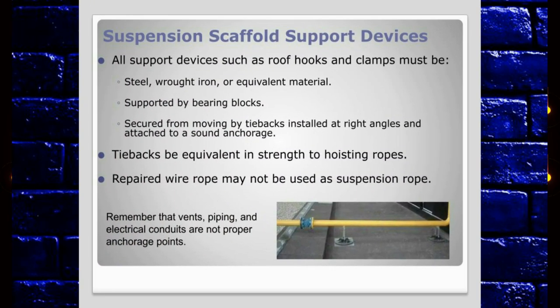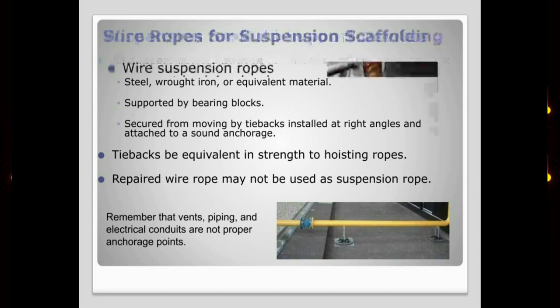Suspension scaffold support devices. All support devices such as roof hooks and clamps must be steel, wrought iron, or equivalent material, supported by bearing blocks, secured from moving by tiebacks installed at right angles and attached to a sound anchorage. Tiebacks must be equivalent in strength to hoisting ropes. Repaired wire rope may not be used as suspension rope. Remember that vents, piping, and electrical conduits are not proper anchorage points.